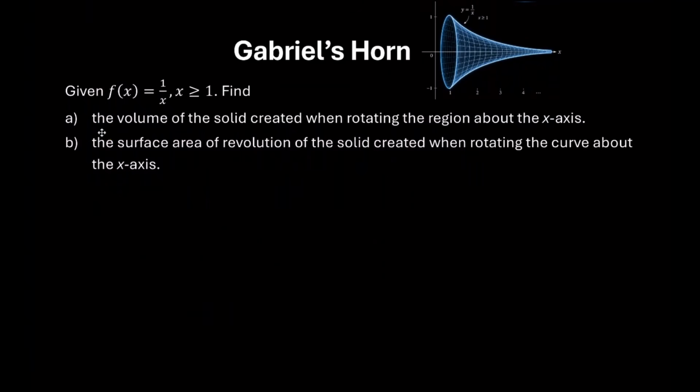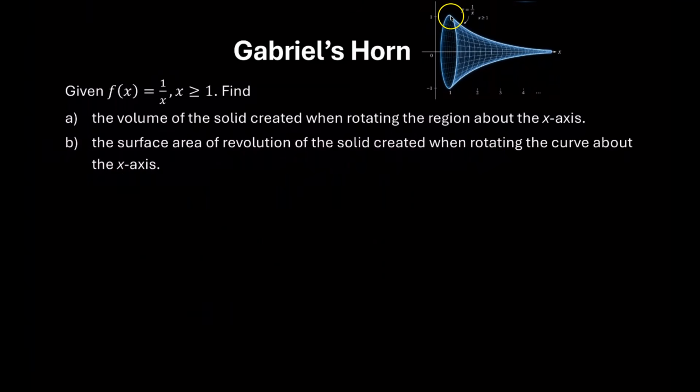After learning about volumes of revolution and surface area of revolution, and after being able to evaluate improper integrals, a really interesting example is called Gabriel's horn. So if we are looking at the given function f of x equals 1 over x when x values are greater than or equal to 1, this is going to have us try to find the volume of the solid created when rotating that region about the x-axis and the surface area of revolution of the solid created when rotating that curve about the x-axis.